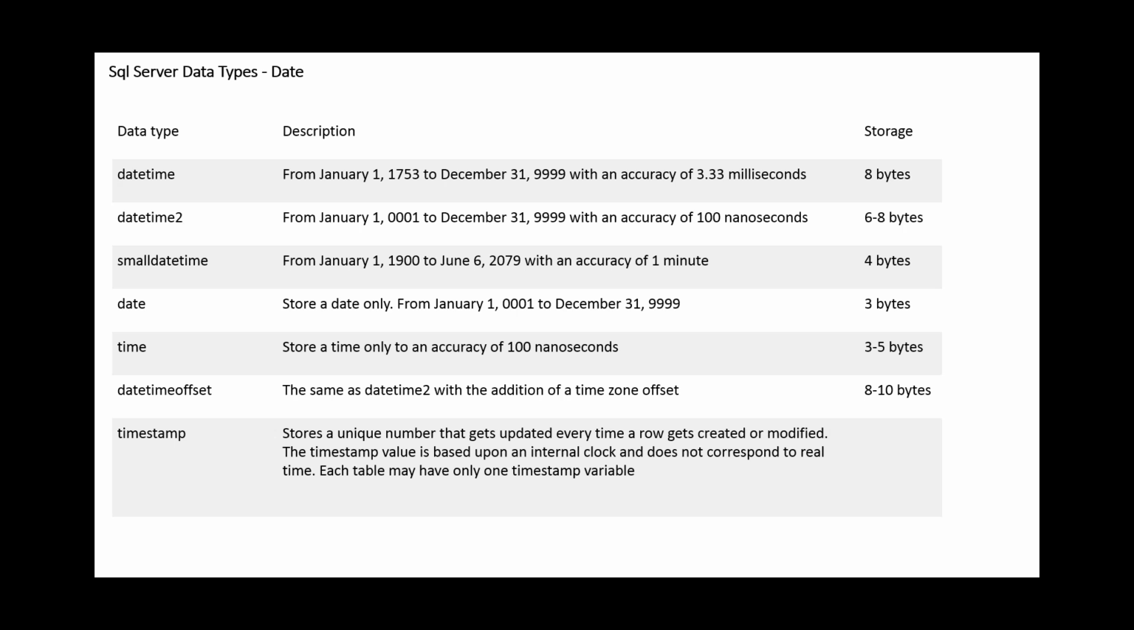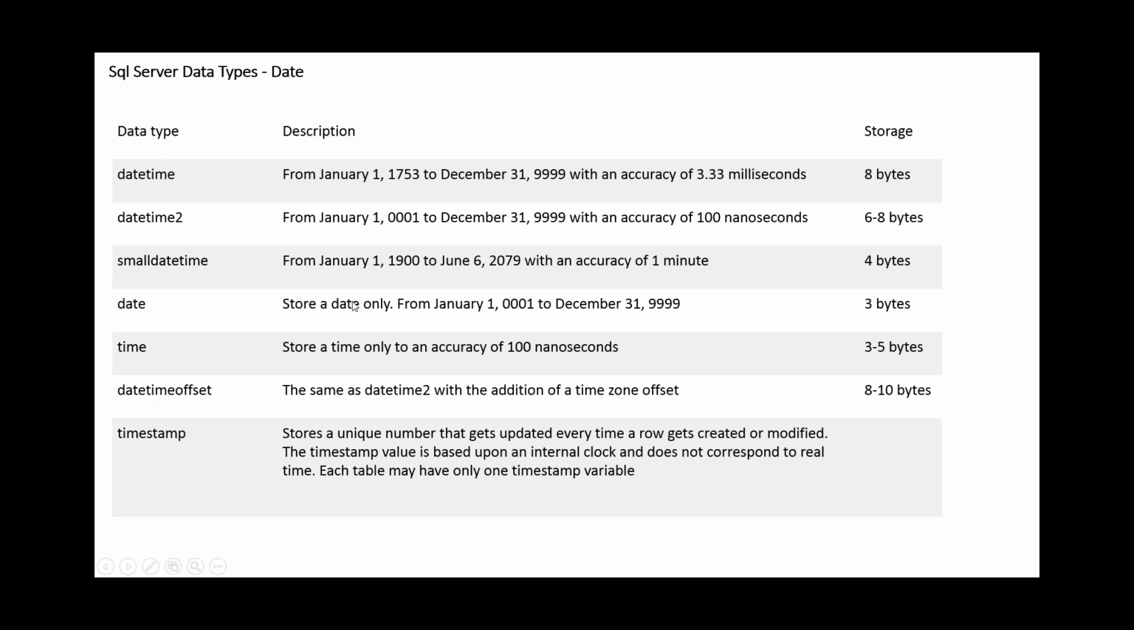So this date time 2, that is recently they introduced in 2008. Okay, small date time from January 1900 to June 6, 2079 with an accuracy of 1 minute. Okay, but we use only date time here. Date time 2 also we use very rarely, only date time we use.